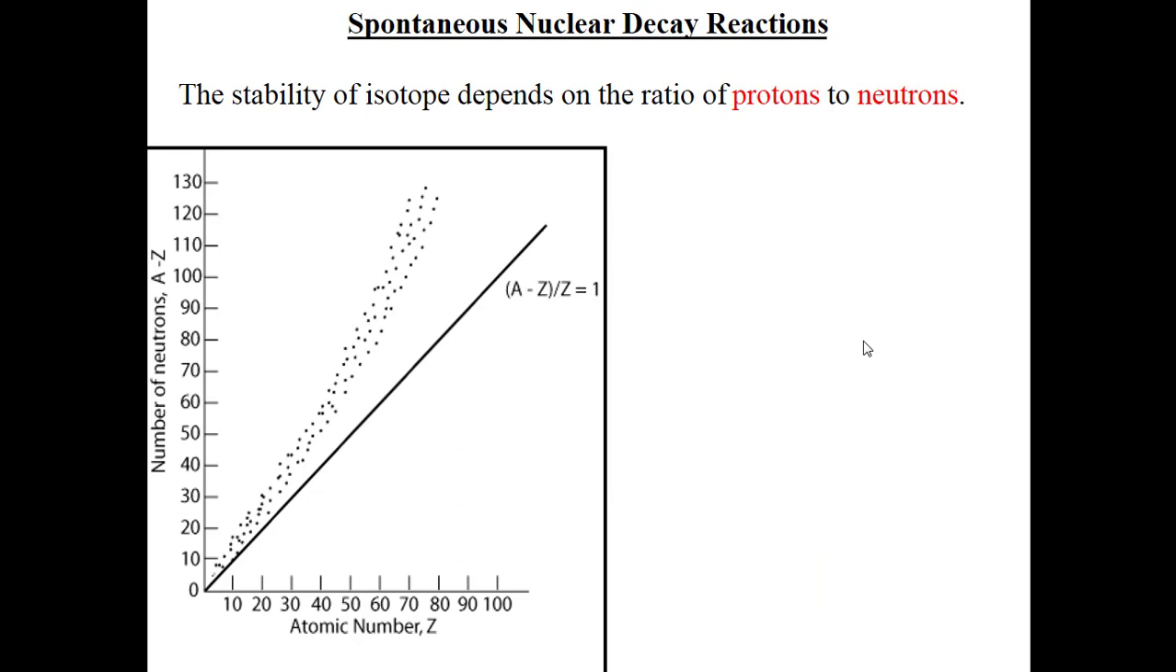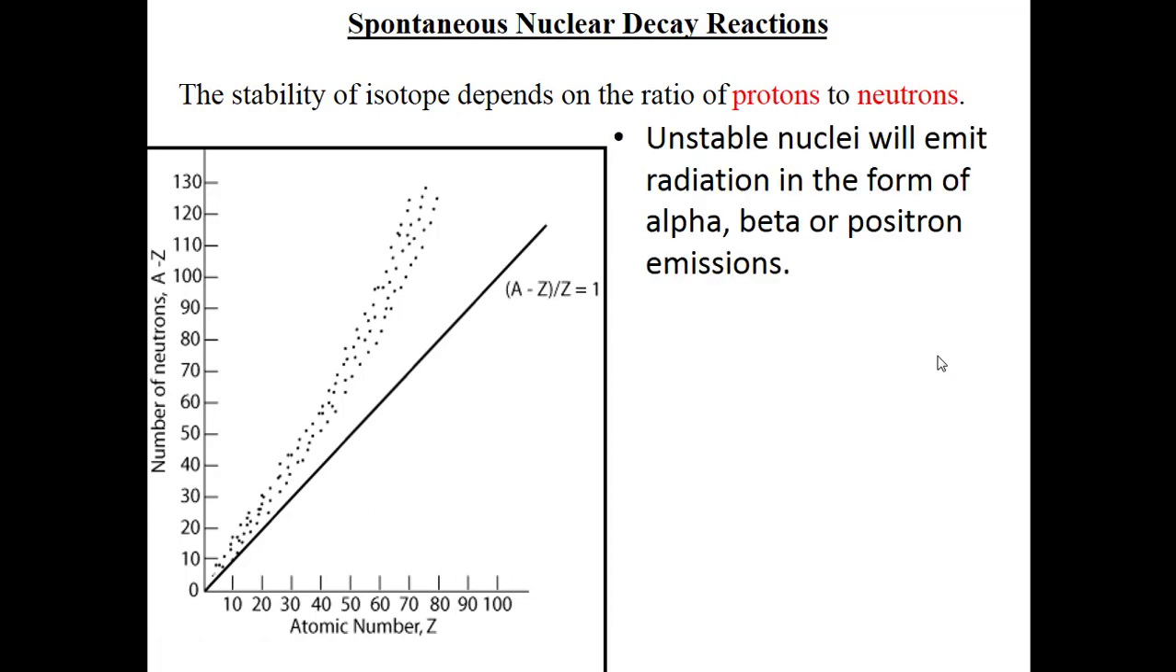So, spontaneous nuclear decay reactions. Really all a spontaneous nuclear decay reaction is focusing on is the stability of the isotopes, and it depends on that ratio again between the protons and neutrons. So we're looking again at the belt of stability, and at that ratio between protons and neutrons. An unstable nucleus will emit radiation in the form of alpha, beta, or positron emissions.